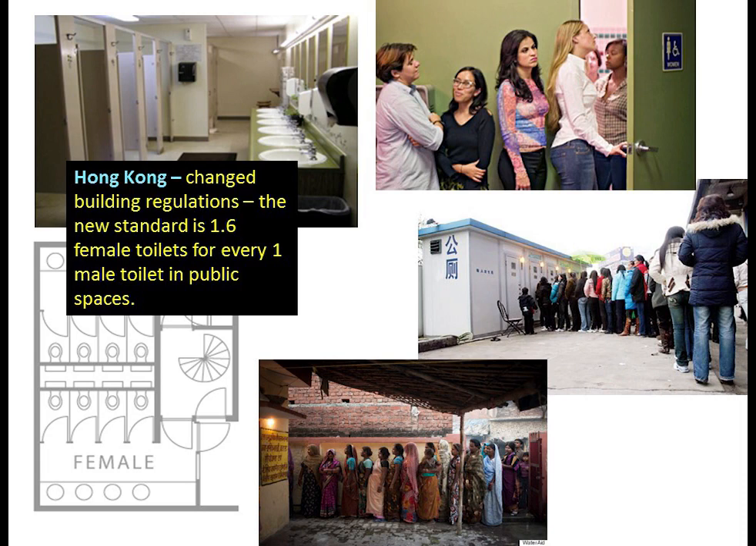So one of the policy actions to address this came about in Hong Kong in December, where the development minister announced that they were going to have new regulation for all new developments in the public realm. It's now 1.6 female toilets for every 1 male toilet. Previously, it was 1 to 1.